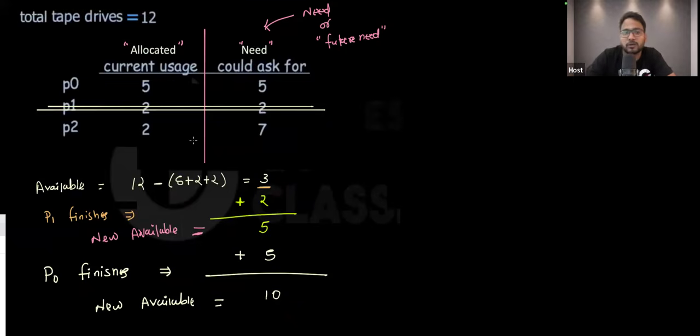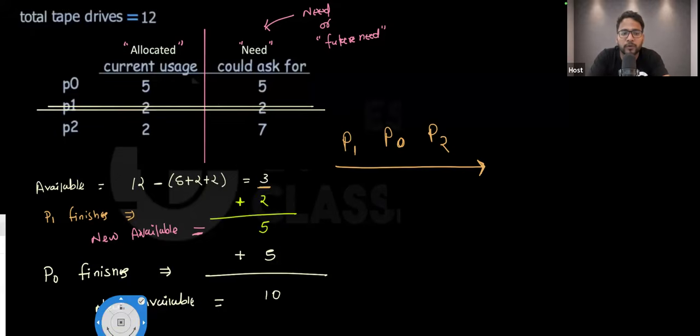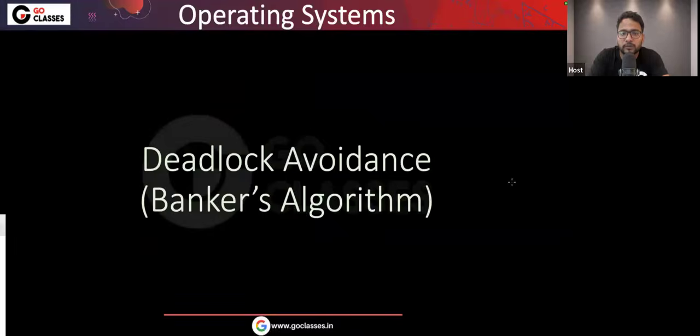So that's how you can first fulfill the demand of P1, then you can fulfill the demand of P0, then you can fulfill the demand of P2. Okay. I mean, in this order you can definitely fulfill the demand. So basically given this system, P1, P0, and P2 is a sequence for the system. Okay.